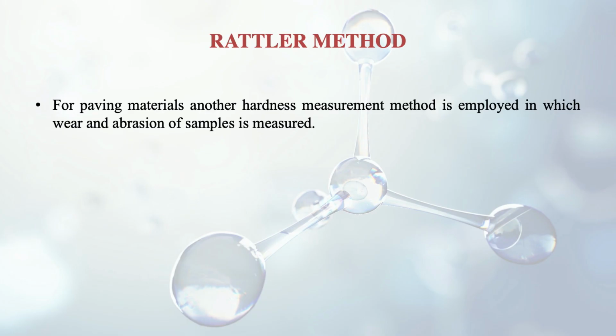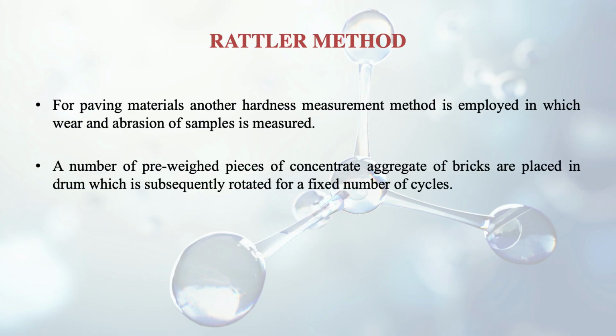So in this method, what is employed? A wear and abrasion of samples is measured. A number of pre-weighed pieces of concrete aggregate or bricks are placed in a drum, which is subsequently rotated for a fixed number of cycles. Like you have a small stone, similarly small bricks are placed together in a drum and they are rotated for a fixed number of cycles, say 50 cycles or 100 cycles, like that, we fix the number.